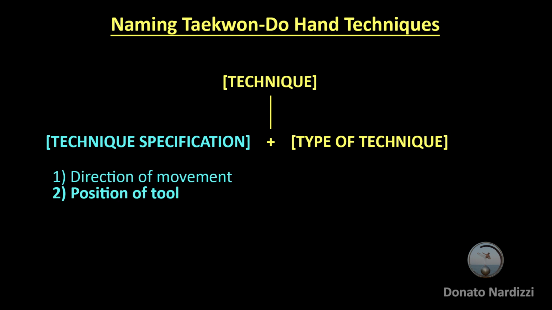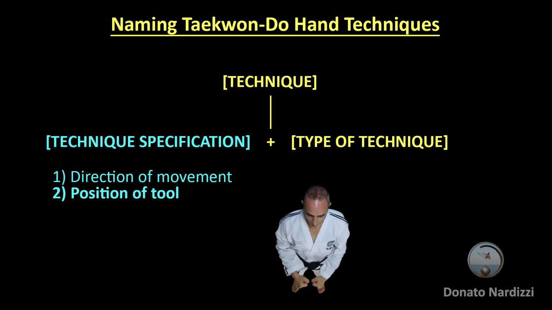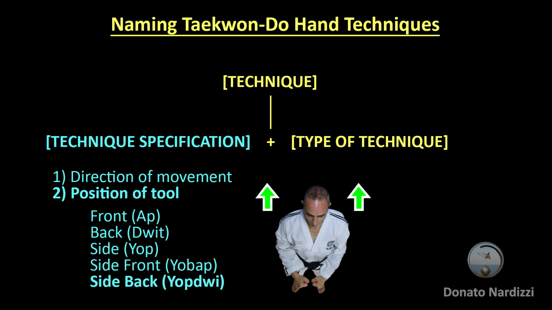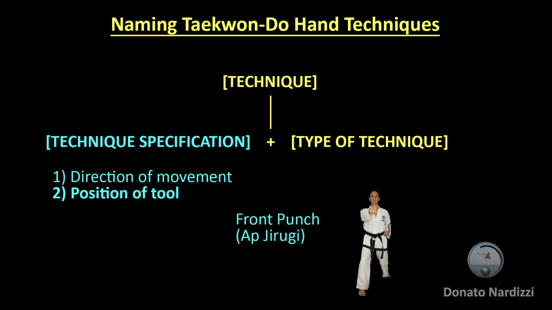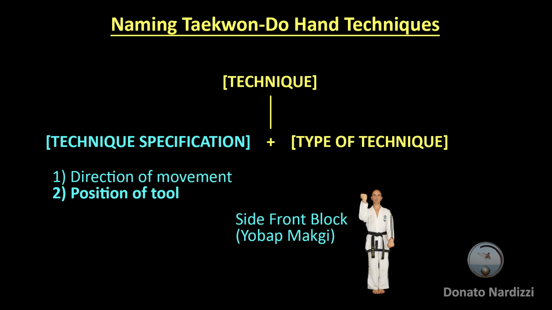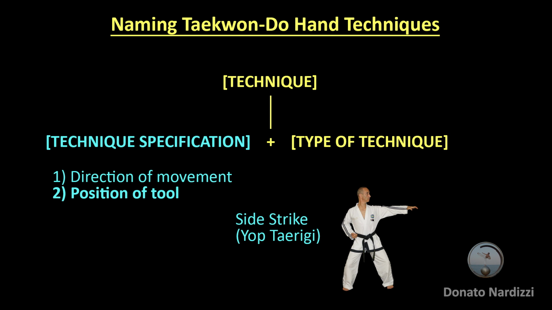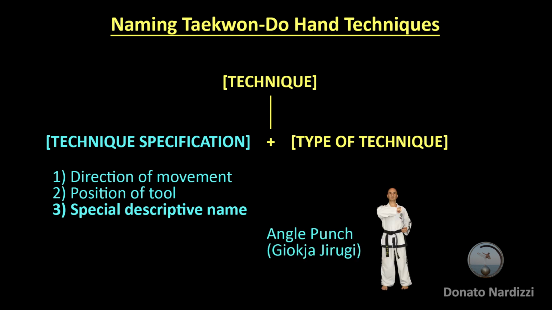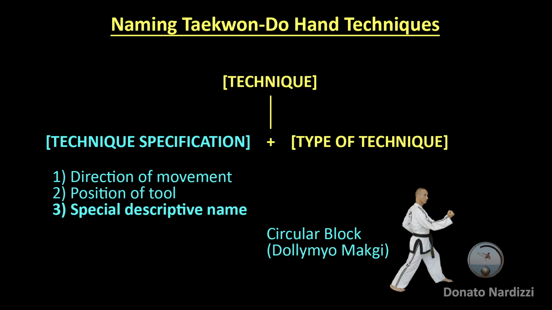Or it can be the position of the tool in relation to the body, for example, front, back, side, side front, and side back. For example, front punch, up chirigi, side front block, yobap maki, or side strike, yop terigi. When the direction or the tool position is not applicable or not useful to describe the technique, then a special name can be given to describe the technique. For example, angle punch, gyokcha chirigi, or circular block, tolimyo maki.